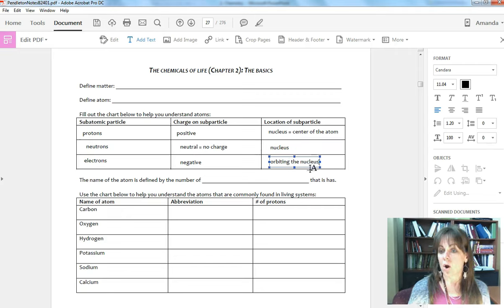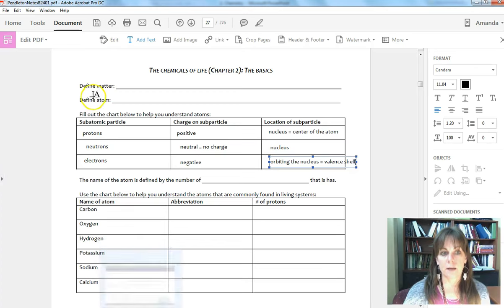Now this path of the electron, this circle that it travels in, that is going to be called a valence shell. That's just a vocabulary word that you have. So electrons orbit outside the nucleus, and the path there is called a valence shell. Okay.